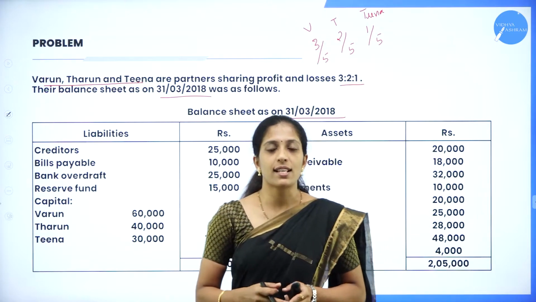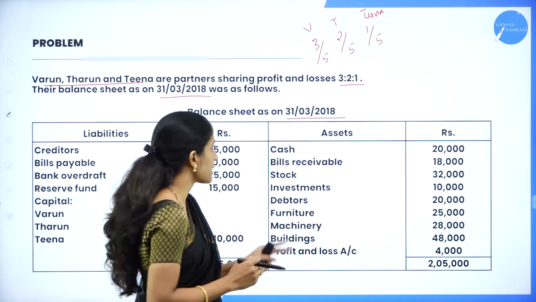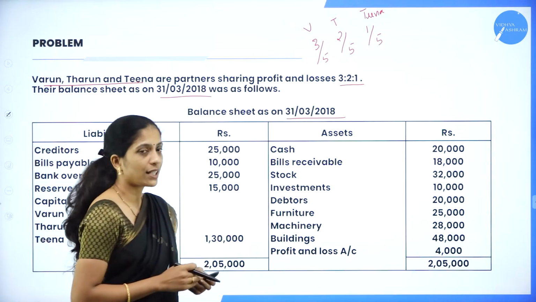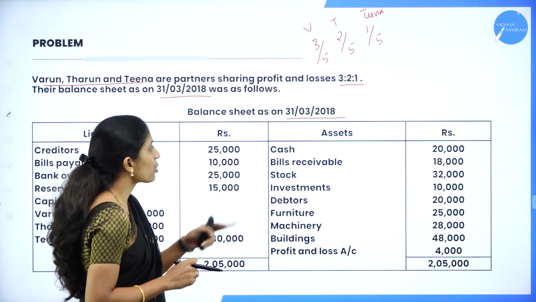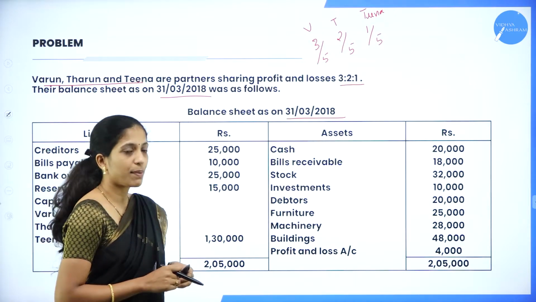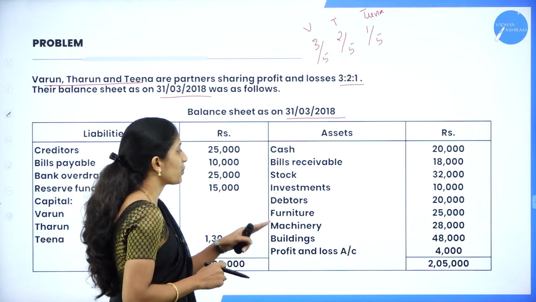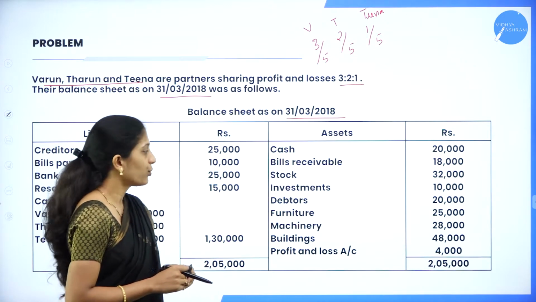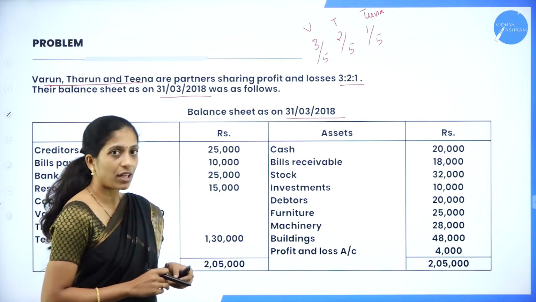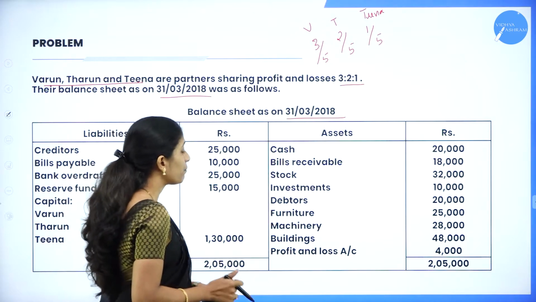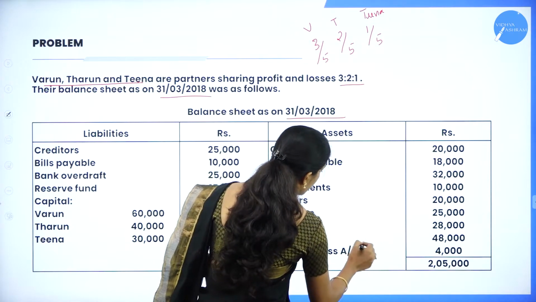Now coming to the asset side, here they have given certain assets like cash 20,000, next bills receivable 18,000, stock 32,000, investment 10,000, debtors 20,000, furniture 25,000, machinery 28,000, building they have given 48,000, and we have profit and loss account here, that is on the asset side.